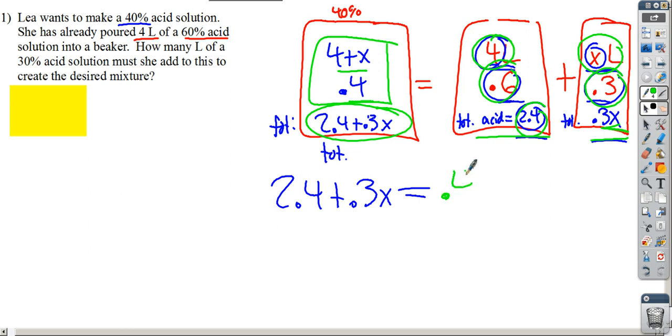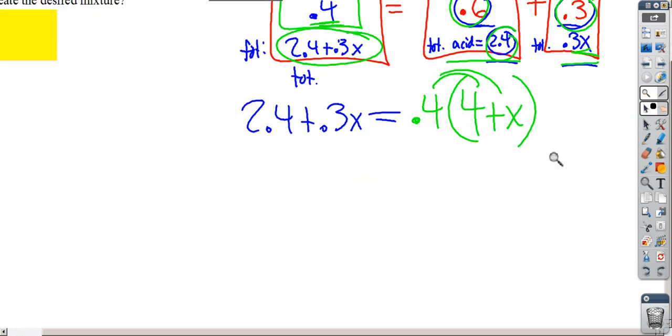So let's do 0.4, since 40% of this solution is acid. How much solution is there? We don't know. It's 4 liters plus this amount, which we don't know. Now once we have this, it's very easy to solve. It's just a basic linear equation. The hard part of these problems is the setup. So 4 times 0.4 is 1.6, and 0.4 times x is 0.4x.